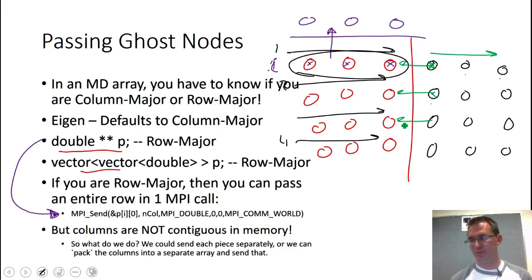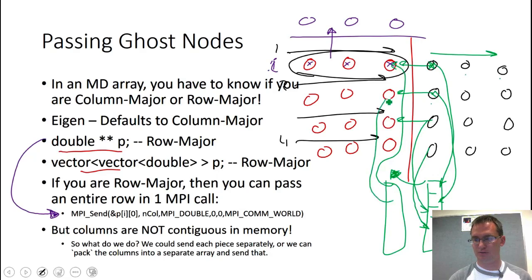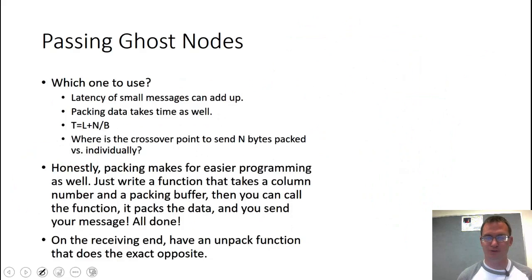Or we can have a separate array, and we're going to pack them. We pack them all into this array, like so, and then we send the entire array over to the red processor here, at which point it takes that array and subsequently unpacks it. So there's two options, and the question is, which one do we use?